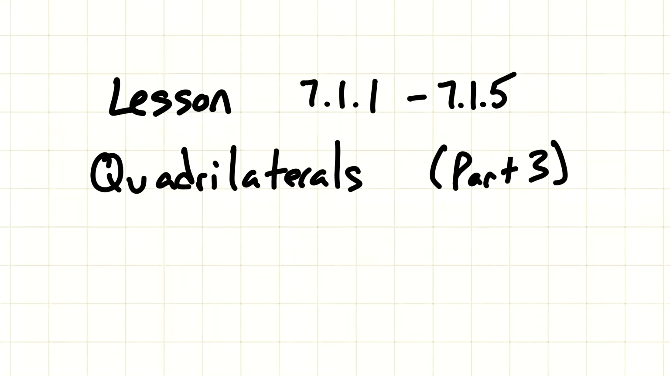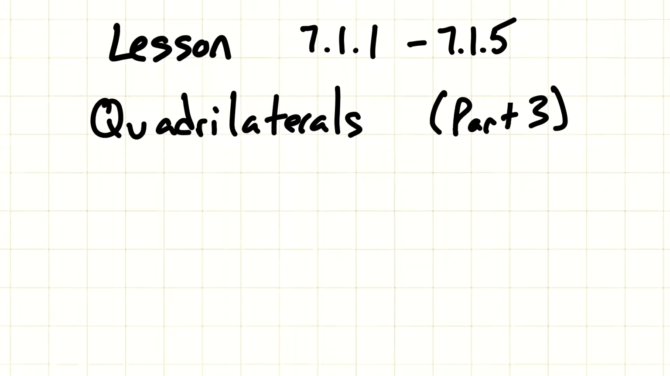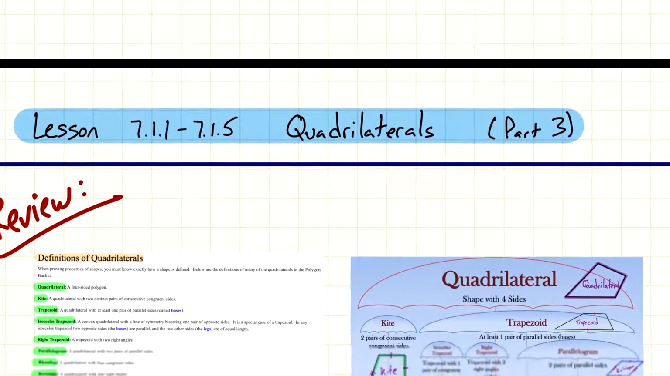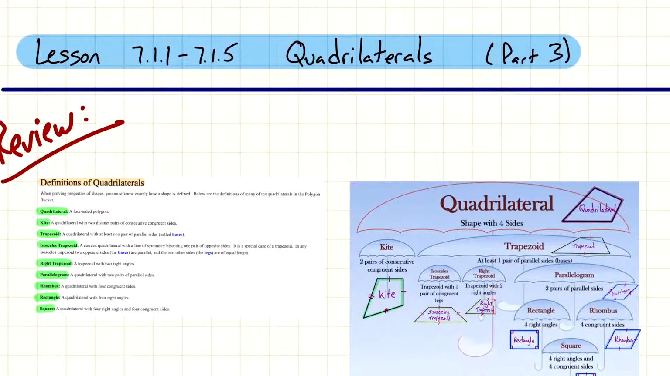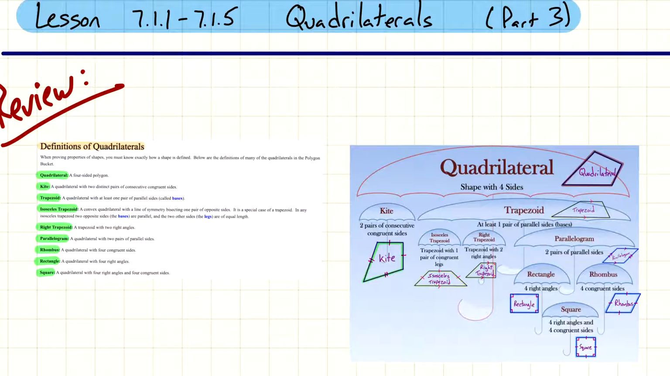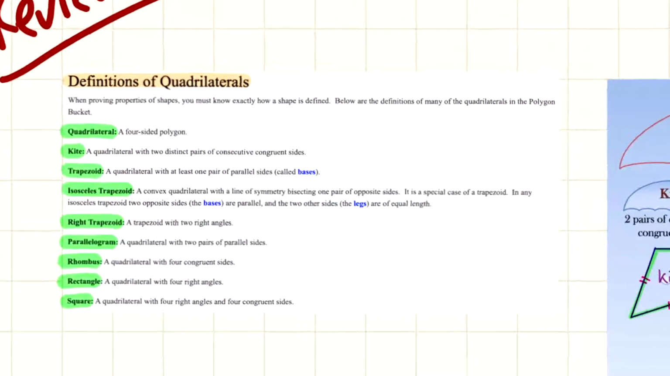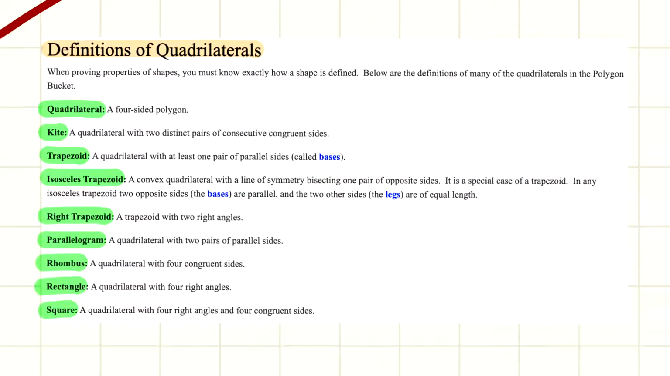Hey everyone, this is lesson 711 to 715 on quadrilaterals, part 3. In the first two parts of this lesson, we've gone over quadrilaterals, their definitions, their relationships, what their shapes look like. Definitely, this is something you should review. You are expected to know the names of all these shapes, and their definitions and what those definitions imply. So don't be surprised if that kind of pops up on a test.